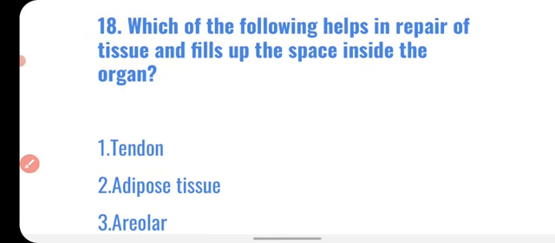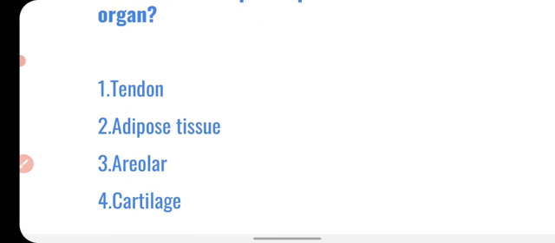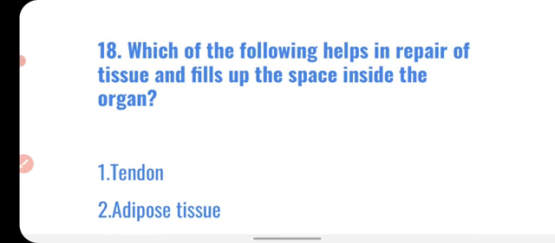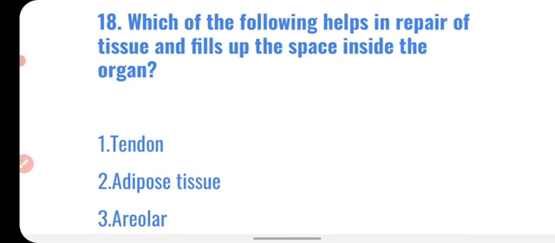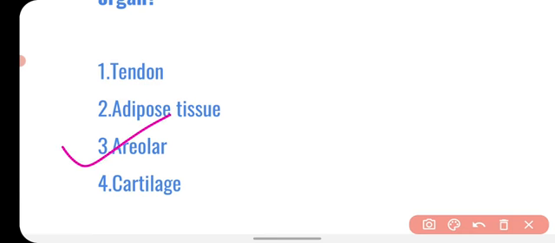Question number 18. Which of the following helps in the repair of tissue and fills up the space inside the organ? So options are tendon, adipose tissue, areolar tissue and cartilage. So you studied in the chapter that the areolar tissues are the tissues which help in the repair of tissue and fill up the space inside the organ. So the correct option is areolar.